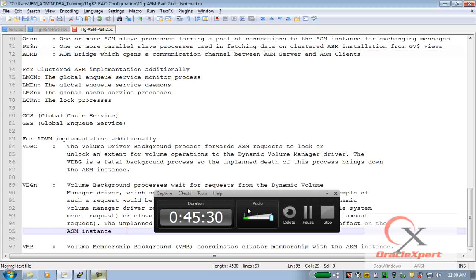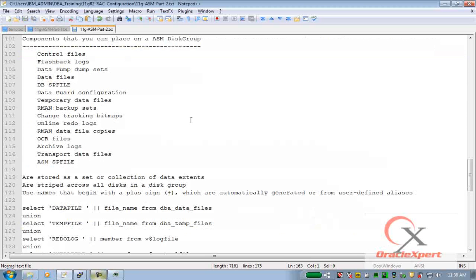Next, I want to focus on, in this session, components that you can place onto the ASM disk group. So only these many files you can keep on an ASM disk group. There would be some exceptions, the files which you cannot keep on the ASM disk group. So let's talk about what you can keep on a disk group.